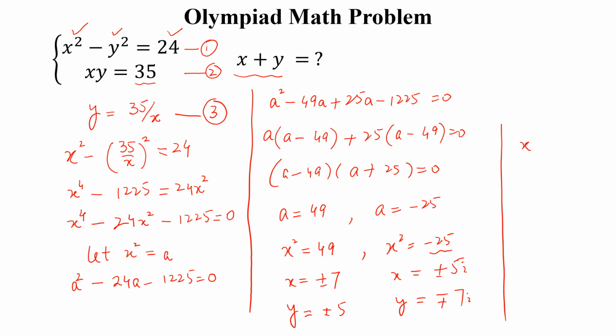Now we can find x plus y. Suppose x is 7 and y is 5, so 7 plus 5, this is 12. Similarly you can find for the rest of the values. So x plus y has many values, and this is the required answer.